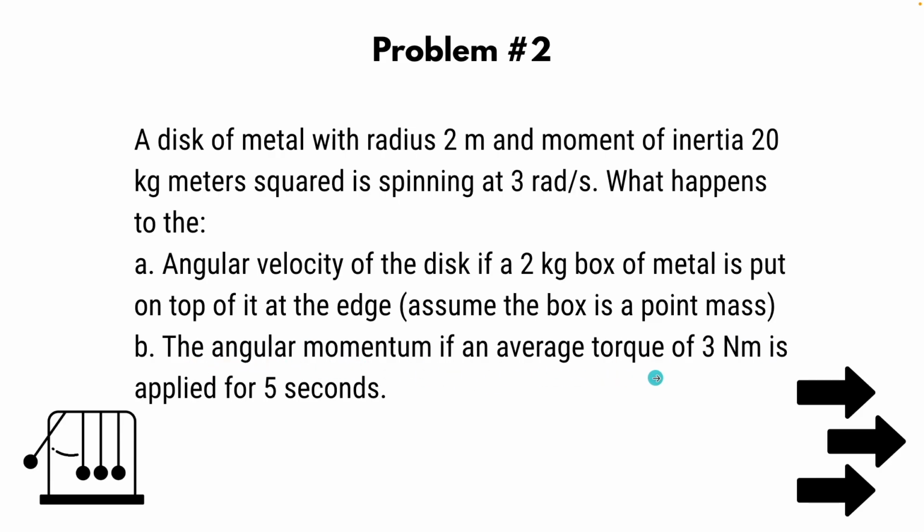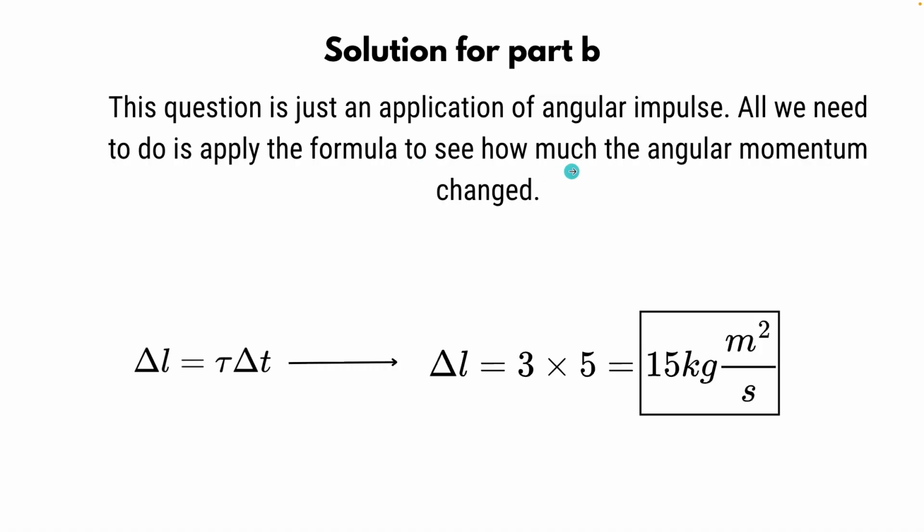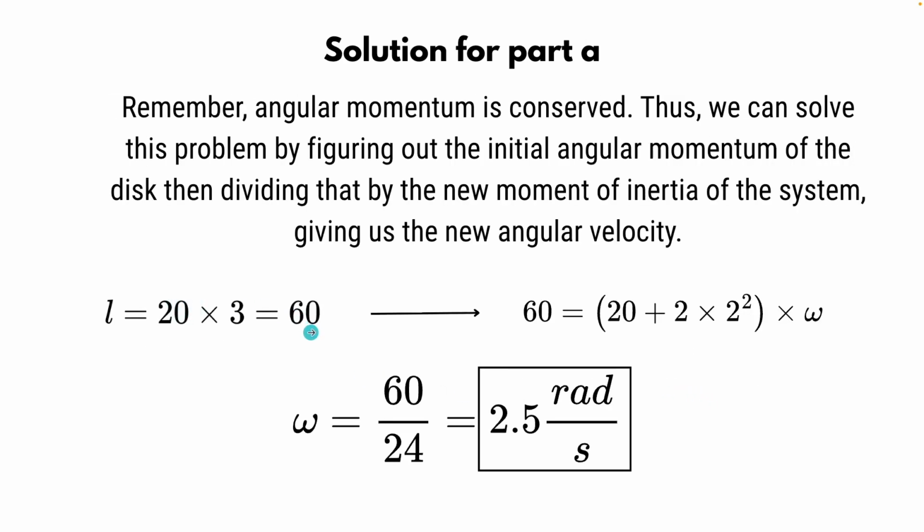The angular momentum change if an average torque of 3 meters is applied for 5 seconds. So that means it's just an application of angular impulse, and so all we need to do is apply the formula to see how much the angular momentum changed. And so we do that, we get 15 kilogram meters squared per second. So in other words, the angular momentum changed by a factor of 25%.